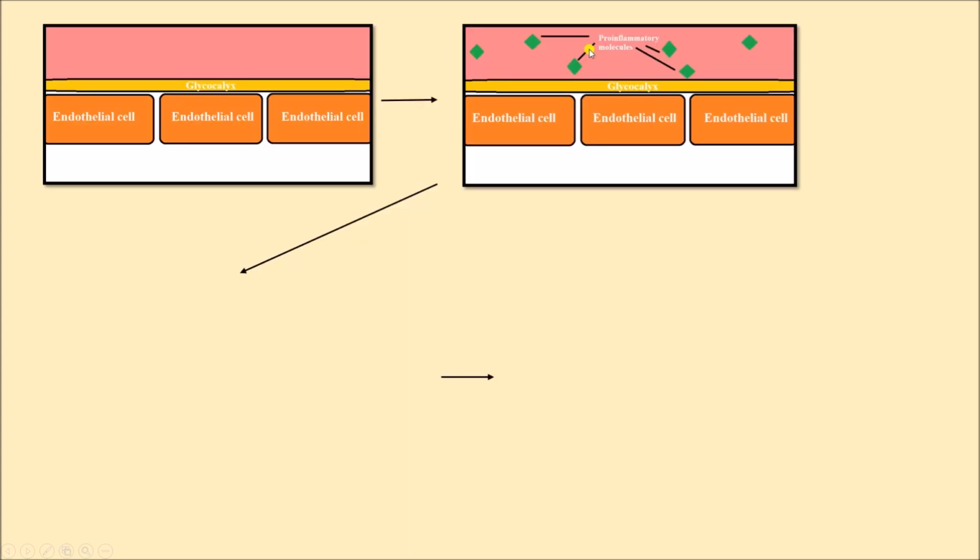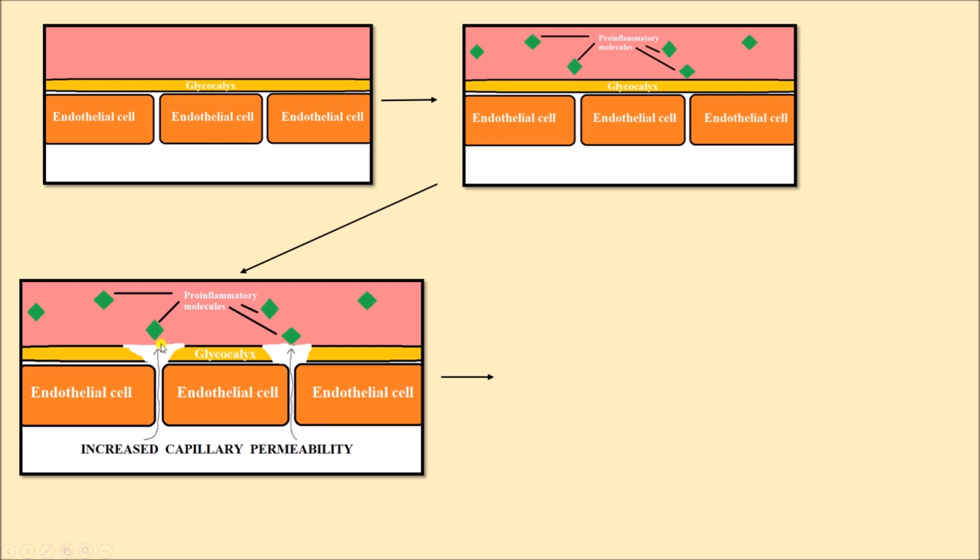When we have a lot of these inflammatory molecules, they get attached to the glycocalyx through some receptors. This leads to the destruction of the glycocalyx layer by the pro-inflammatory molecules because of the inflammation that takes place in the glycocalyx layer. Now we have this gap junction open. That means the plasma or the blood can leak through these gap junctions into the extravascular area. This is known as increased capillary permeability.